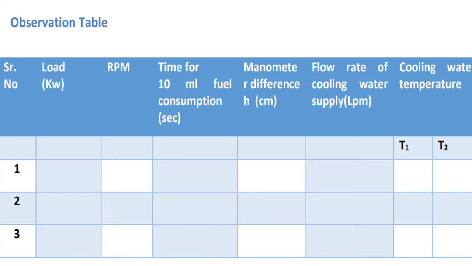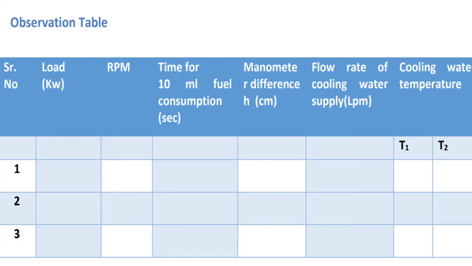Then we will measure the RPM from the RPM meter indicator, and we will write the RPM over here. Then the time required for the 10 ml fuel consumption, which we measure by the stopwatch, we will write in the third column. Then we will measure the manometer difference, the flow rate. It is almost constant in all the loading conditions because we are only watching the fuel consumption. We will also measure different temperatures, but basically the temperature we are using is the cooling water temperature. So this is the basic observation table.